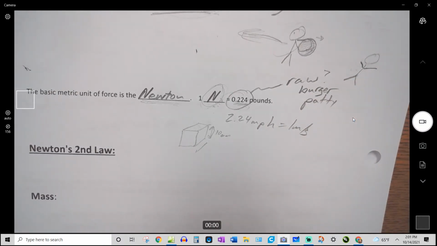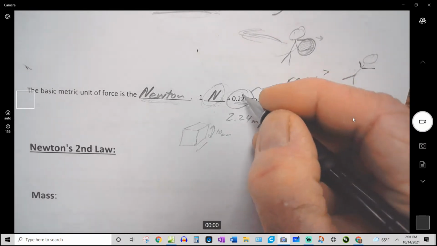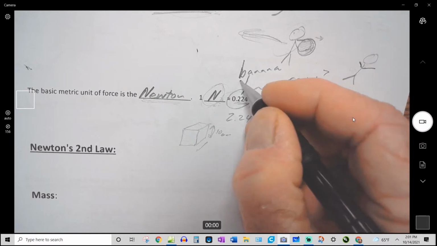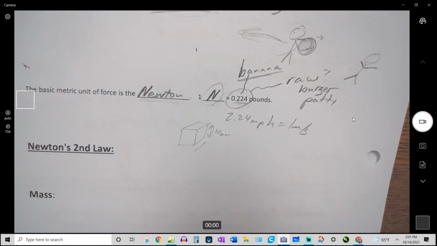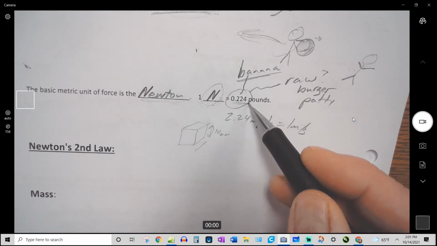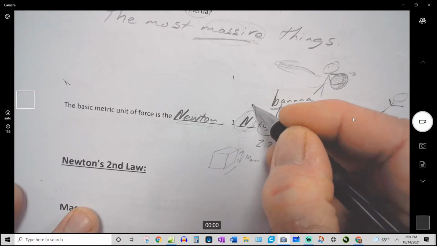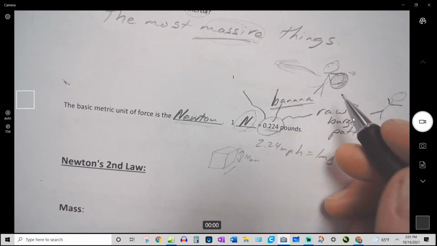Somebody last class did a little search and they said a banana. The other class agreed across the board that they would rather visualize a banana as a Newton. That's the big quarter pounder patty from McDonald's. Another thing, this is the best.